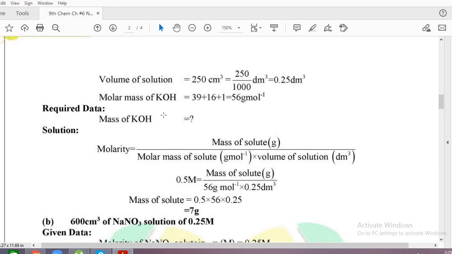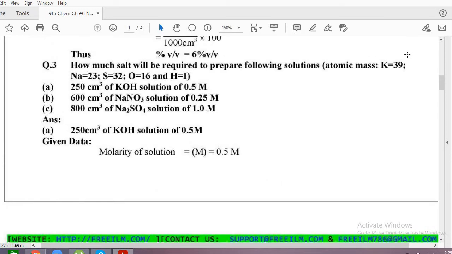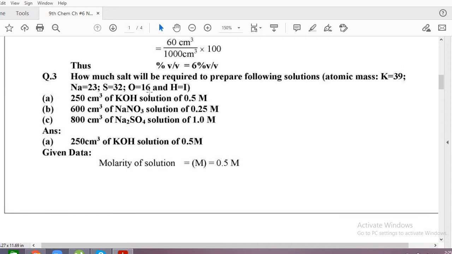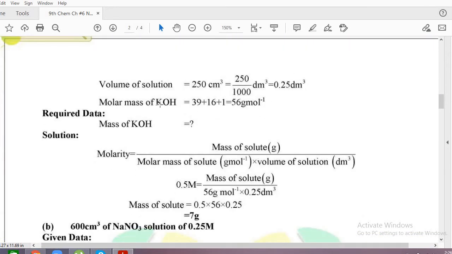In the periodic table, if you see, the atomic mass of potassium is 39, oxygen is 16. They have also given that in the question. See here, potassium is 39, sodium is 23, sulfur is 32, oxygen is 16, hydrogen is 1. So whatever the ionic compound they have asked us to prepare the solutions of, they have given us the MR. So to calculate the molar mass, we are going to add up these numbers. Potassium 39, oxygen 16, hydrogen 1, so that comes out to be 56.